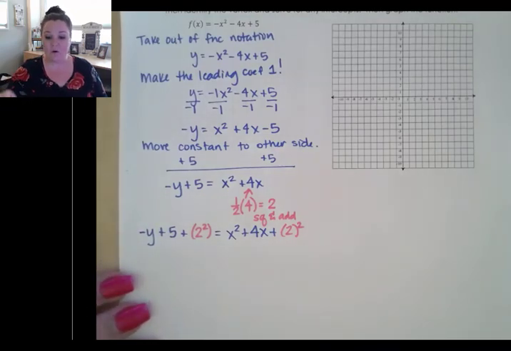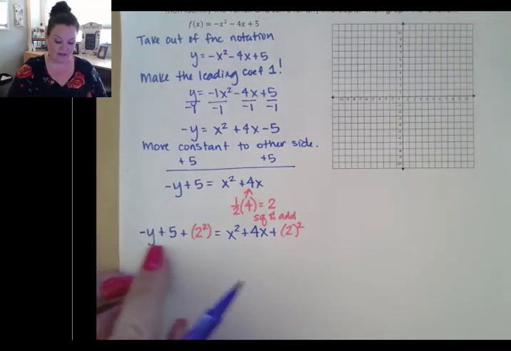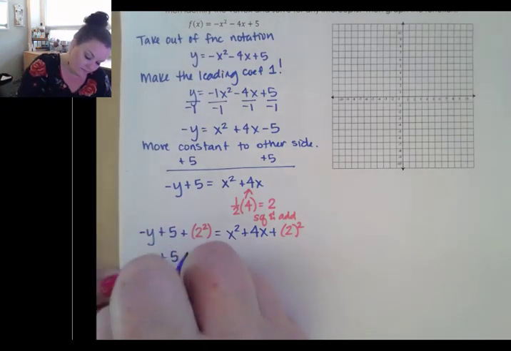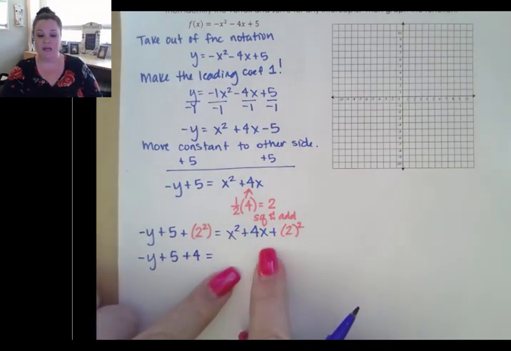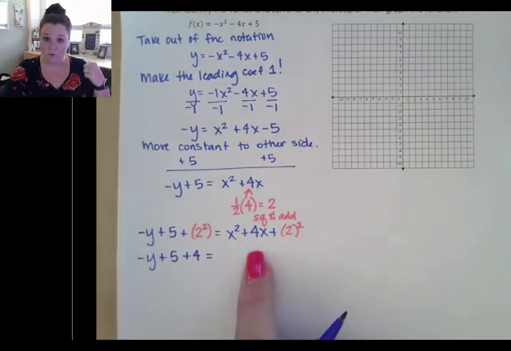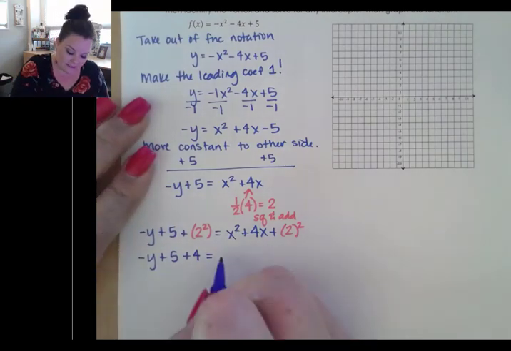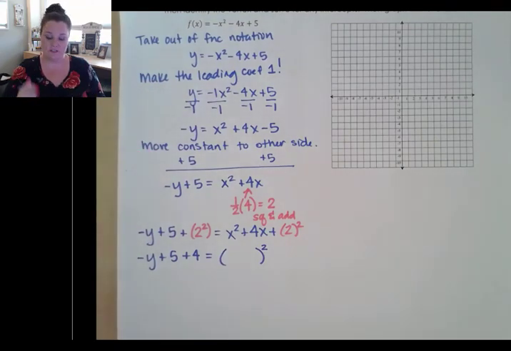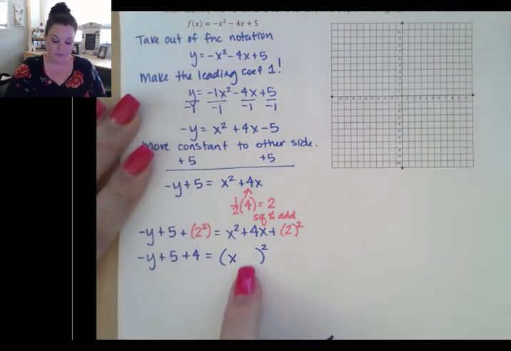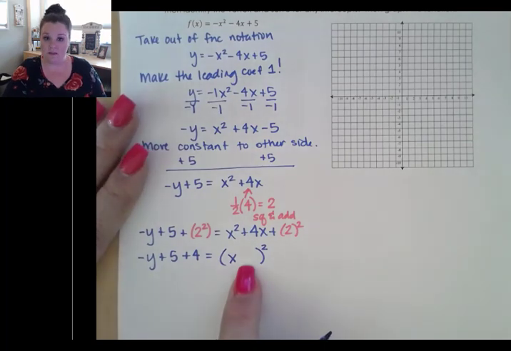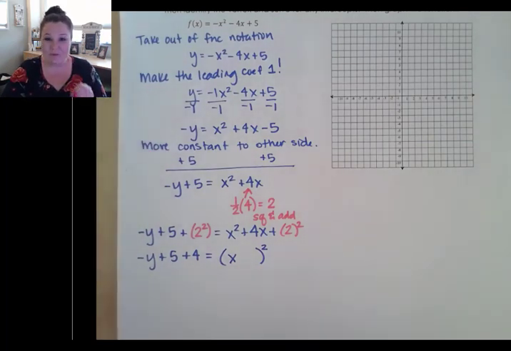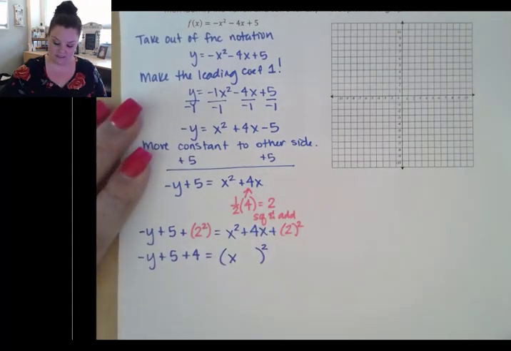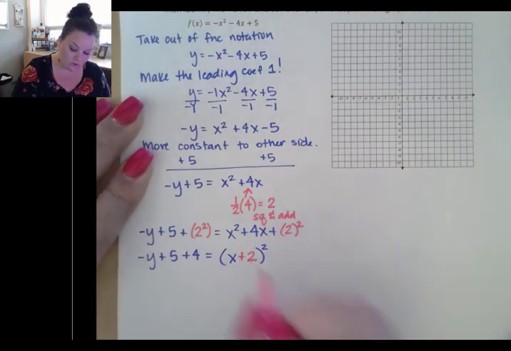Okay, so now we can go ahead and simplify this left-hand side. So I have negative y plus 5 plus 4 is equal to, now I don't know if you remember the shortcut from when we were doing completing the square, but this side should factor into a perfect square quantity. And what it factors into is our variable plus the number we get whenever we took half the middle term. So when we took half of 4, we got 2. So this is going to factor into x plus 2 quantity squared.